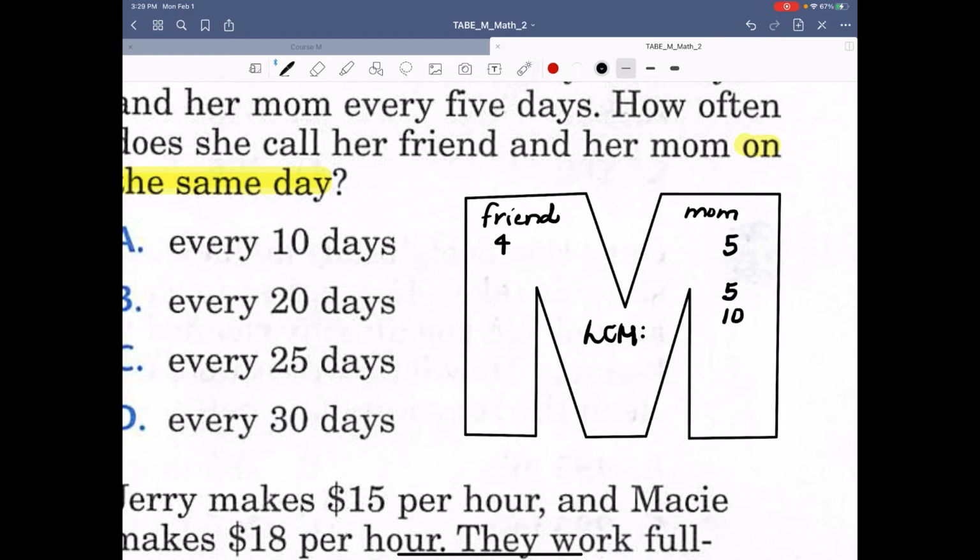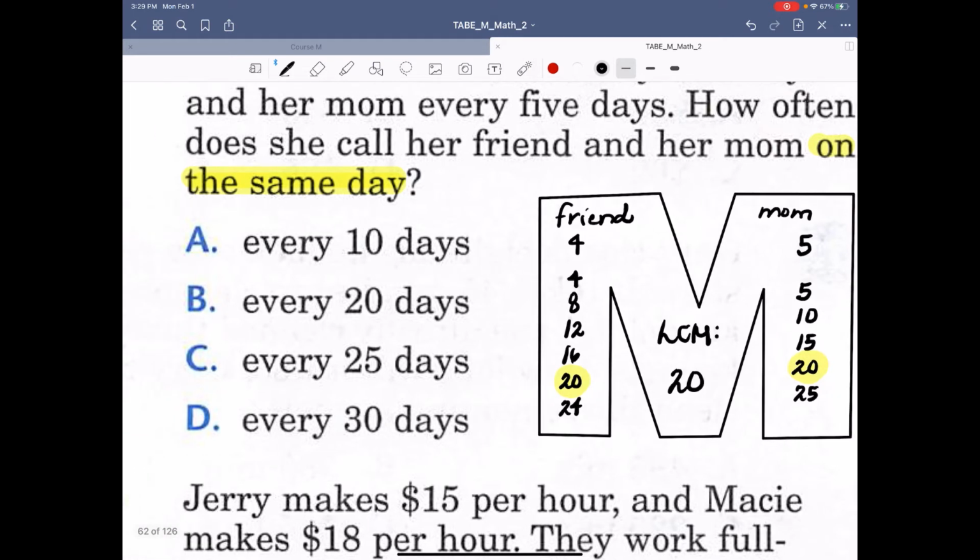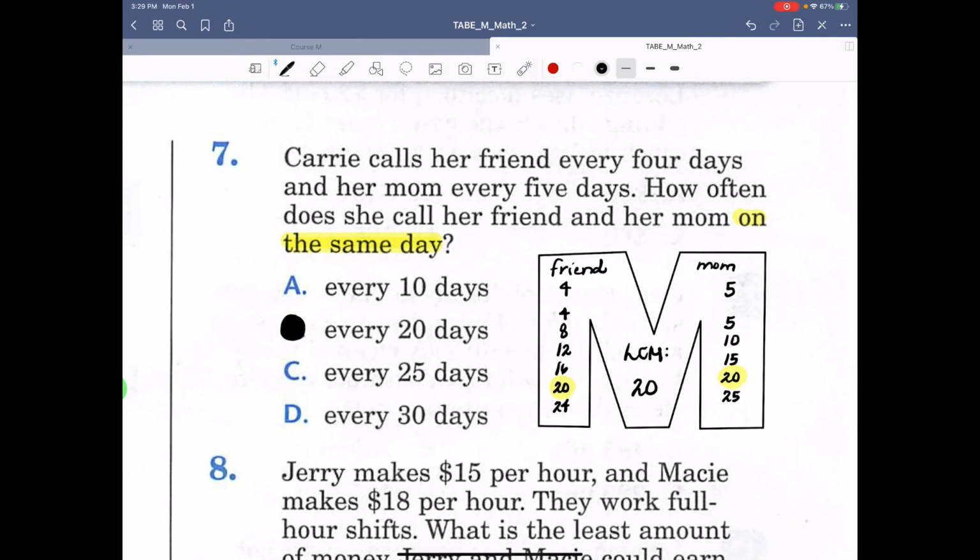So let's list, remember I start with the big one, you don't have to, but 5, 10, 15, 20 is a good one, 25. Then over here I have 4, 8, 12, 16, 20, 24, but 20 is the one I'm looking for. So every 20 days, that's the least common multiple, so every 20 days she will call both of them on the same day. So number 7 is B.